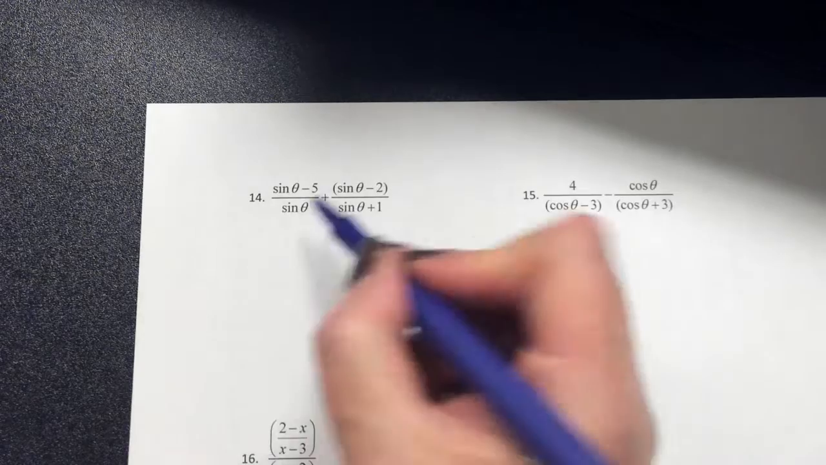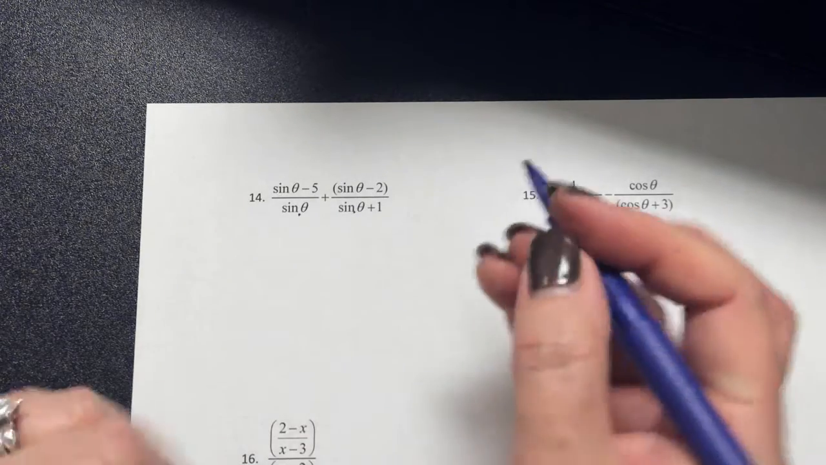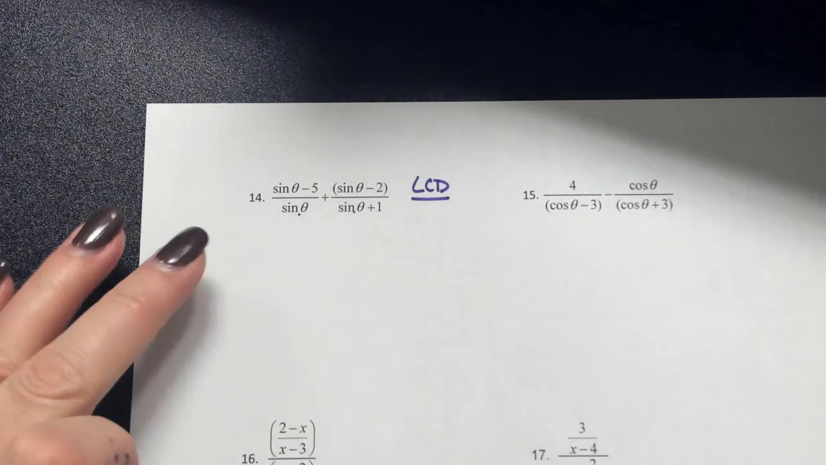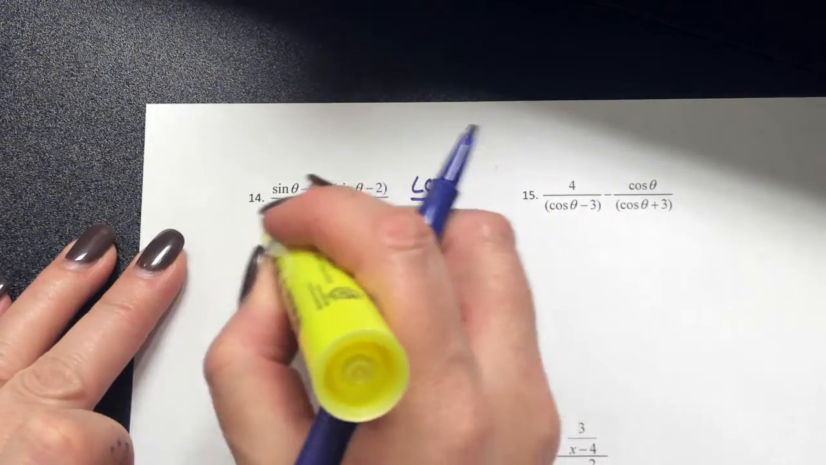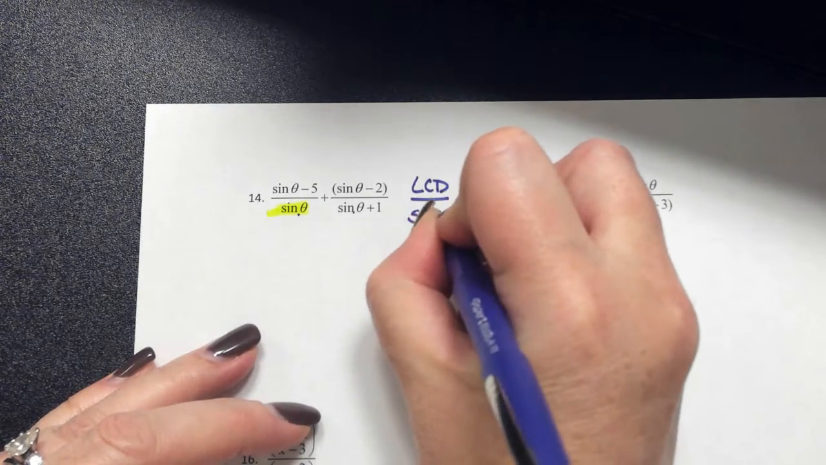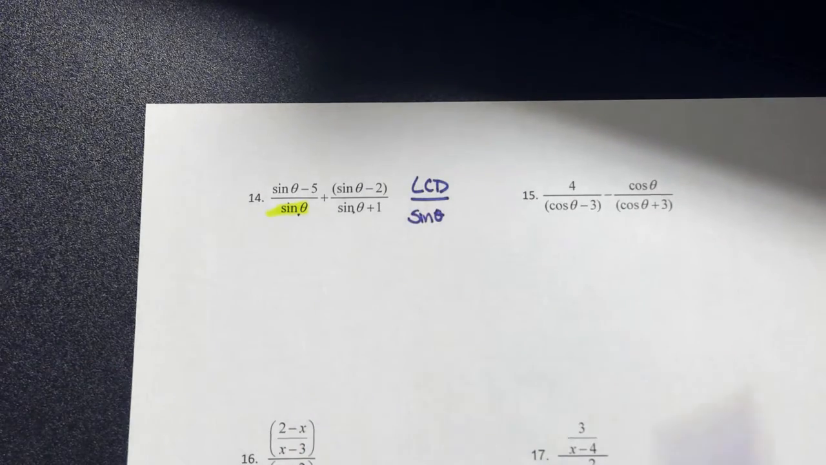So when you take a look at number 14, again, neither denominator can be factored. So let's identify the LCD. Now, we're dealing with sines and cosines. I already have a sine theta in the bottom of the first fraction. So I know I'm going to have that single sine theta as part of the LCD.